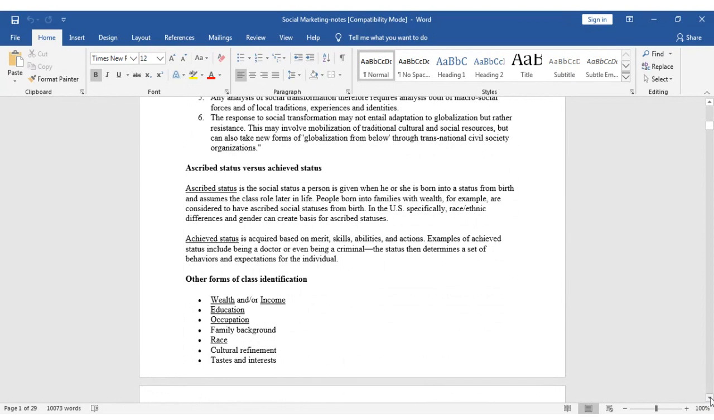So if you want to be a doctor, a social scientist, or an engineer, it's all about your merit, your skills, your abilities, and your action. It's not inborn, as we talked about ascribed. It's now more about your personal move. So achieved is what you yourself get from your own decisions and initiatives, but ascribed is more of inborn, or what you get from the society or the family or the people that you're living with. So that is the key distinction between the two.